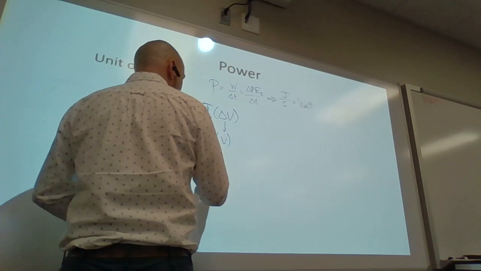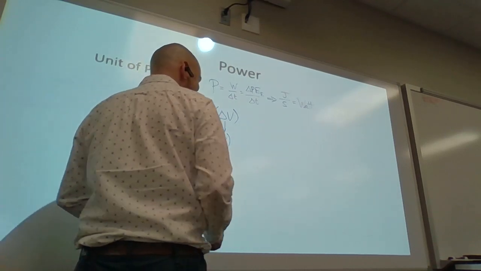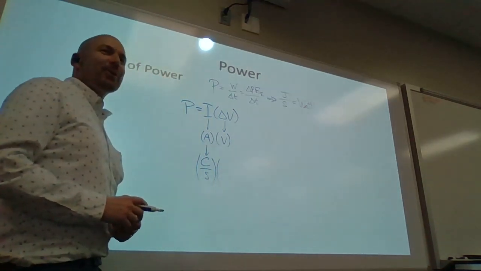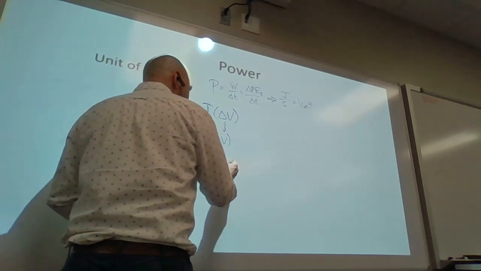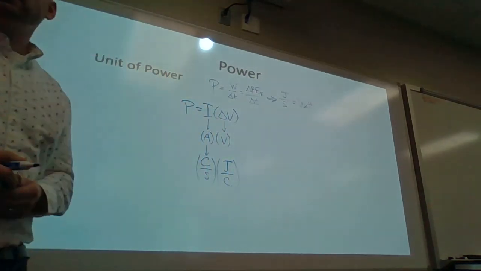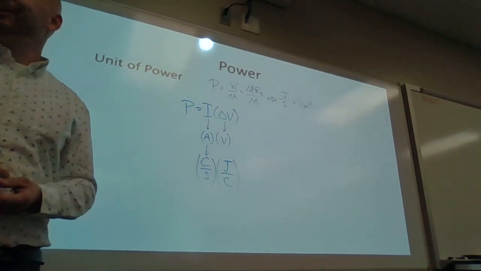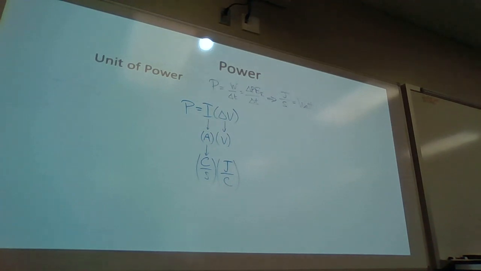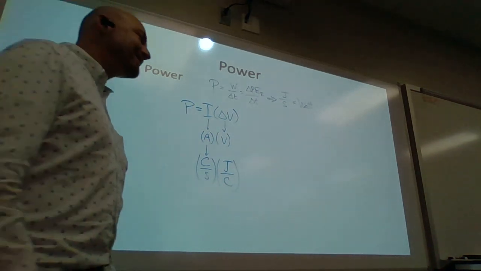Amps comes from coulombs per second. And volts comes from joules per coulomb. Hey, wait a minute. The coulombs cancel out. Crazy. That's so cool.